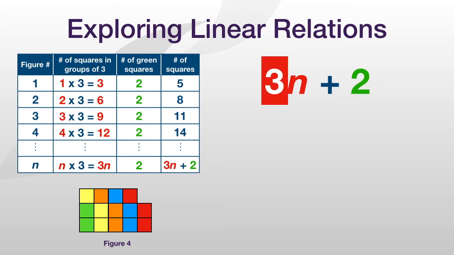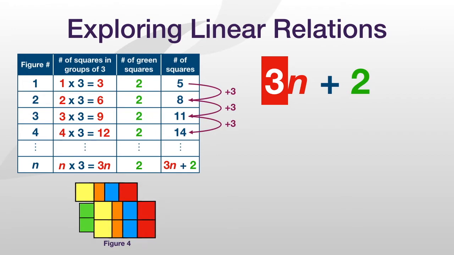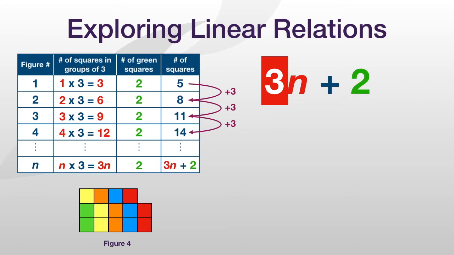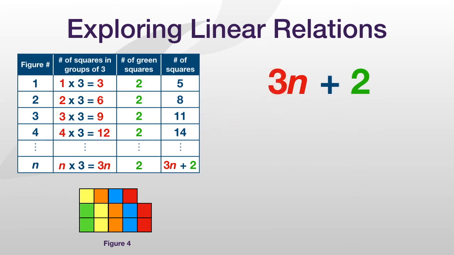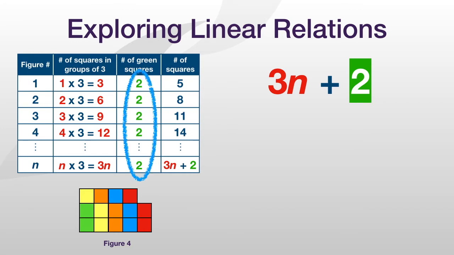The 3 corresponded to how the numbers grow in the table, as well as how many squares were in each of the n groups. This number 3, which is multiplied by the variable, is called the numerical coefficient. We notice the 2 was added in each row, as well as represented by the green squares. The 2 is called the constant, because no matter what the value of n is, the 2 is always the same.